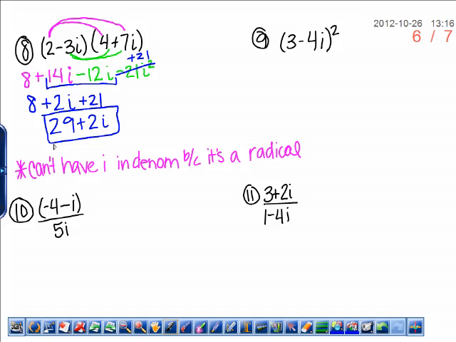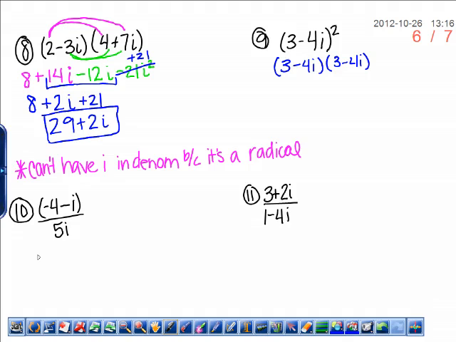Okay, look at 9. We're not going to work the whole thing out, but tell me what I would have to do. Double distribute. 3 minus 4i times 3 minus 4i. Now, remember, i is defined as the square root of negative 1. So, i is essentially a radical, right? It's a square root. So, just like we couldn't have radicals in the denominator, we can't have i in the denominator. So, we're going to use a very similar process to what we talked about yesterday to get rid of the i's in the denominator.